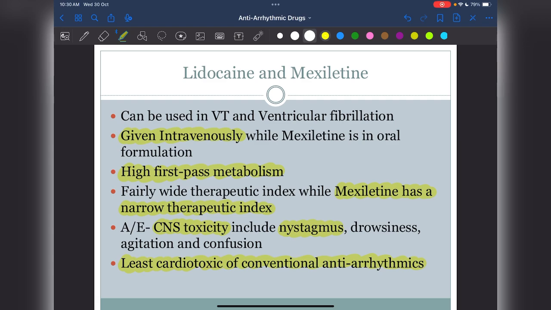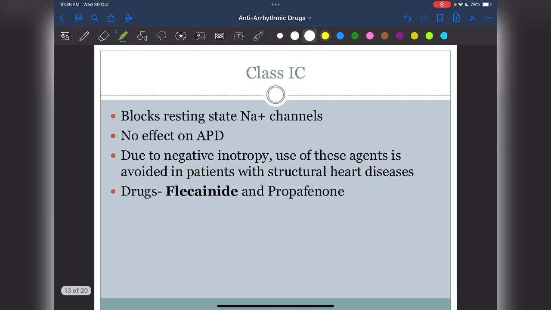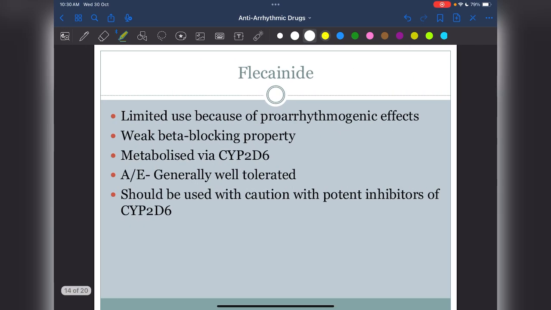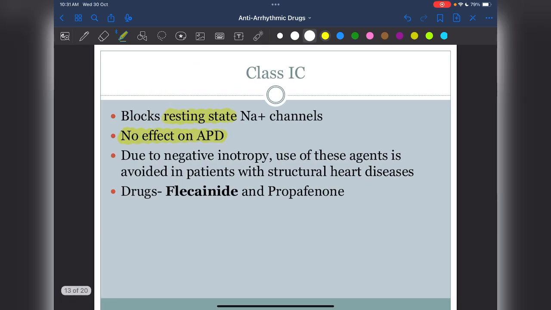Coming to the next, class 1C, that blocks the resting state sodium channels. When they block resting state sodium channels, there is no effect on APD. You'll think why there is no effect on APD. Understand this.